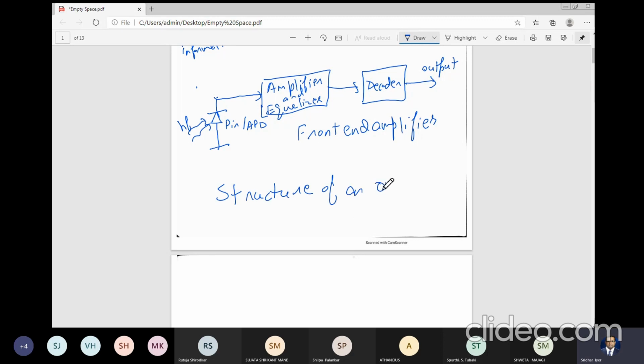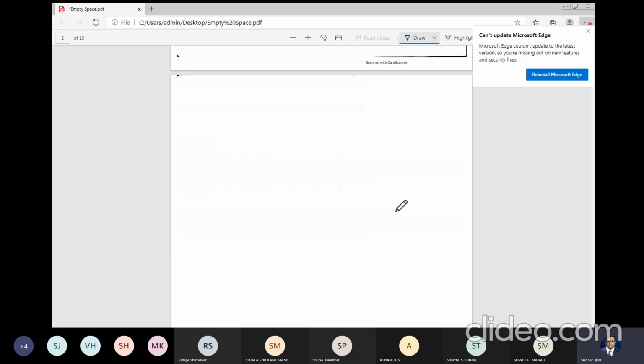Structure of an OFC, that is the optical fiber cable. We have already done the advantages and the disadvantages. Advantages are in terms of bandwidth and less electromagnetic interference. Disadvantages, you could state that initial cost is high and so on and so forth. I've given you the advantages and disadvantages.